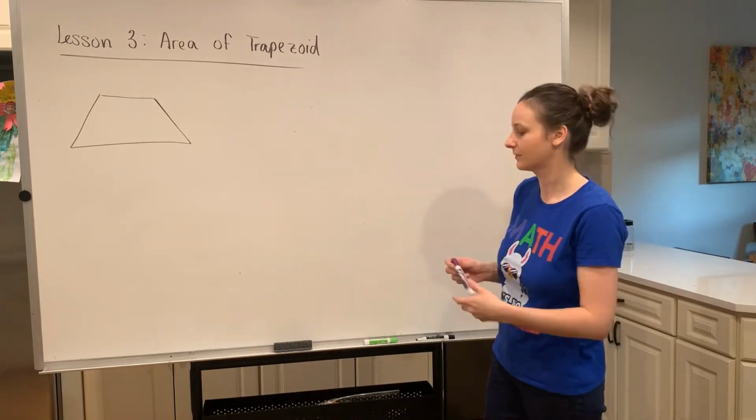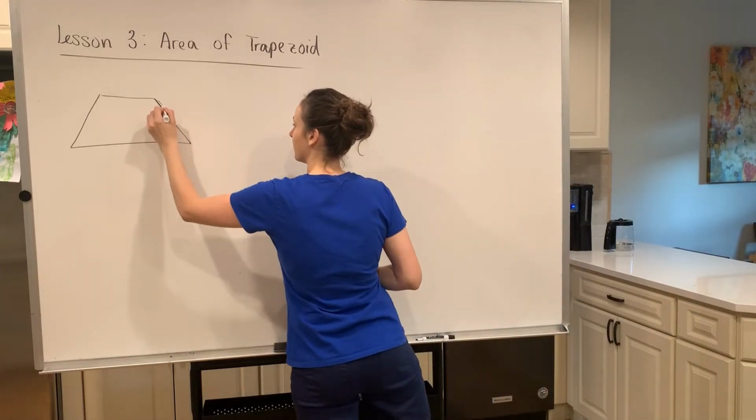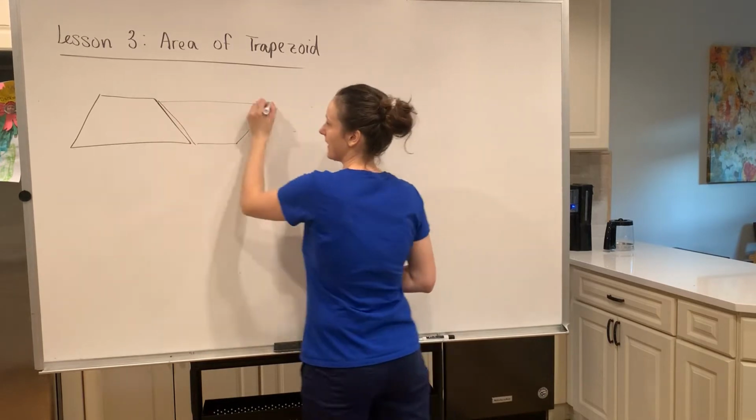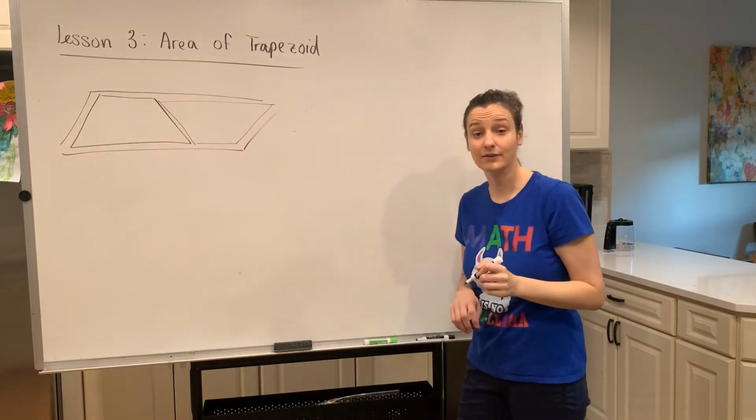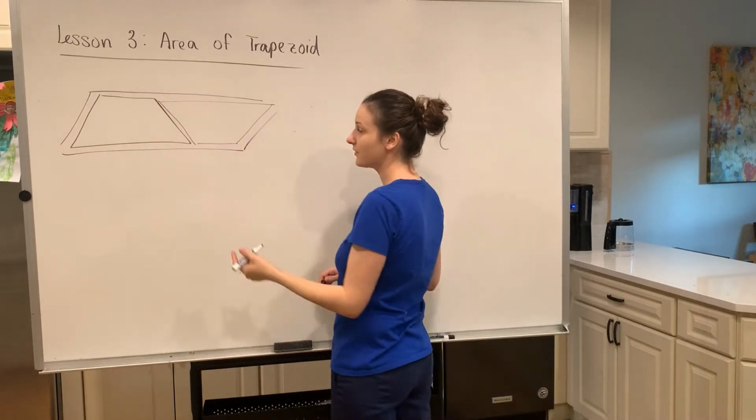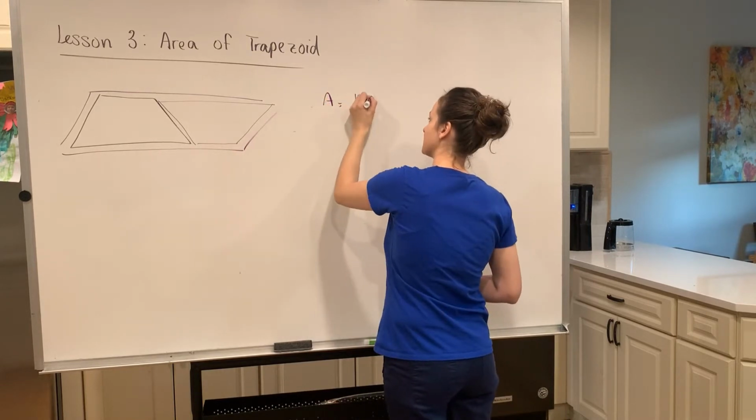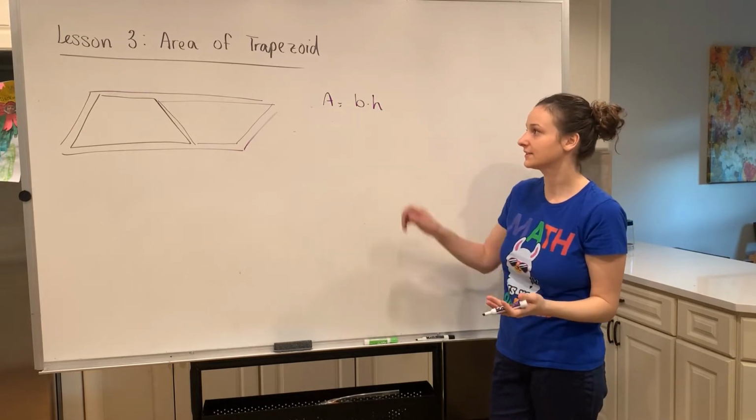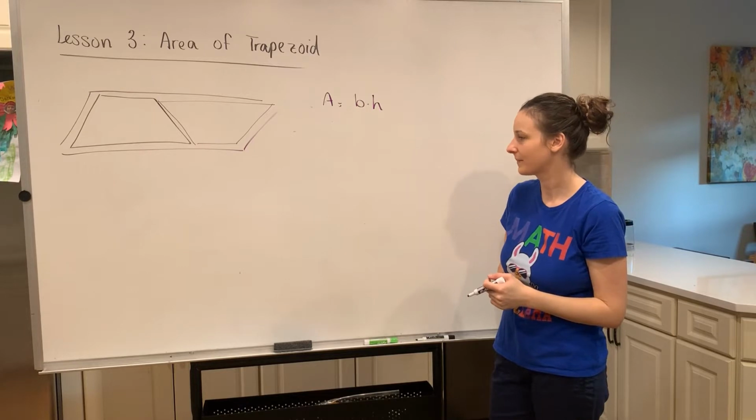that we do know. So let me ask you, if I were to take this trapezoid, flip it over, and add it here, what shape have I now created? A parallelogram. And I know that the area of a parallelogram is going to be the base times the height. That is what we learned in our earlier lesson. I believe it was lesson 1. The area of a parallelogram.